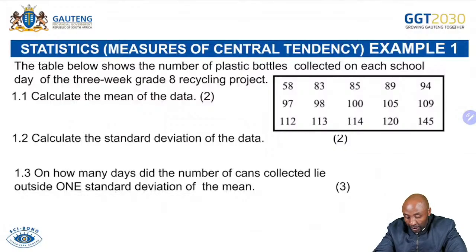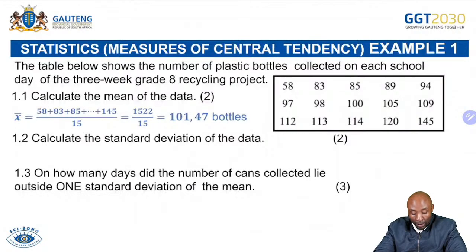Each school week has 5 days, so 5 days of each week we collected over 3 weeks. Hence, we are going to have 15 days of collection of our data items. So to calculate the mean, we add, and this is how we get the mean. We got our mean as 101.47 bottles.